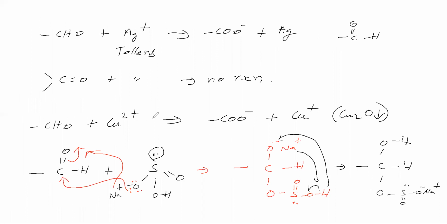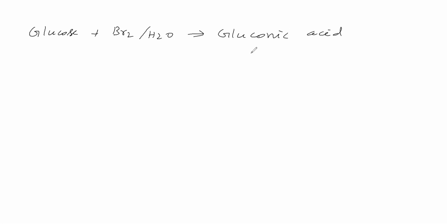Next we will see glucose chemical properties. We will take glucose, and to this glucose bromine water is added. We get gluconic acid, where a carboxylic acid is there. Glucose contains an aldehyde group, we know. Bromine water is a mild oxidizing agent. It can supply nascent oxygen. So the aldehyde oxidizes to carboxylic acid.